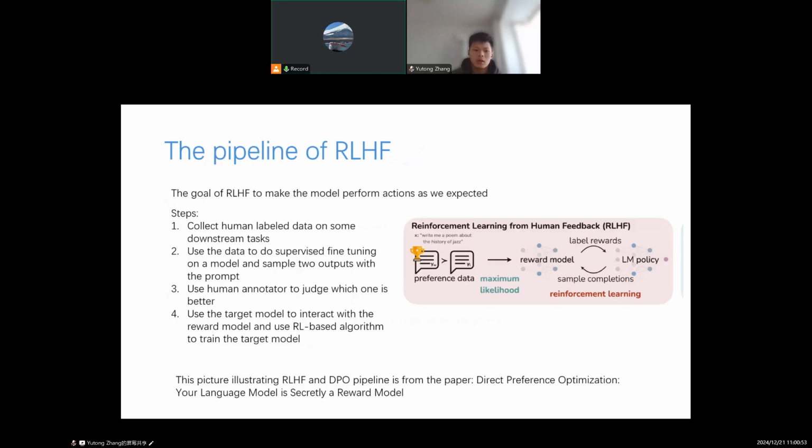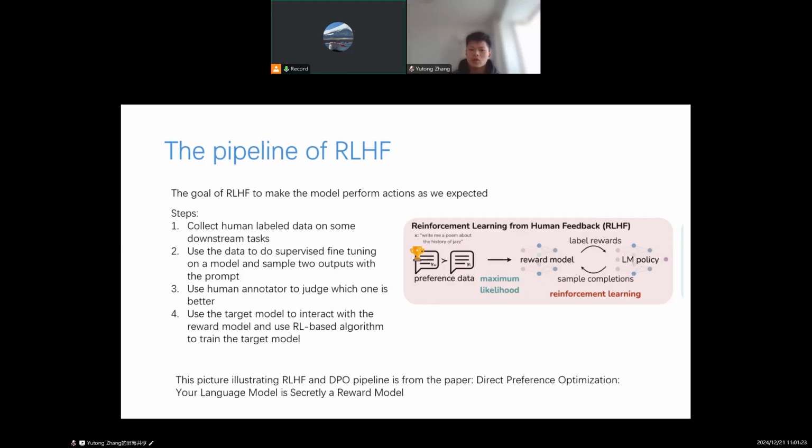So the goal of RLHF is to make the model perform actions as we expected. It consists of 4 steps. First, we collect human labeled data on some downstream tasks. Second, we use the data to do supervised fine-tuning on a model and sample 2 outputs with the prompt. Third, we use human annotators to judge which one is better, right? So here we get the preference data from the human.